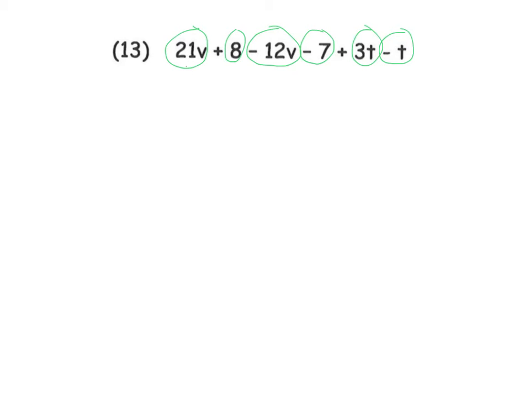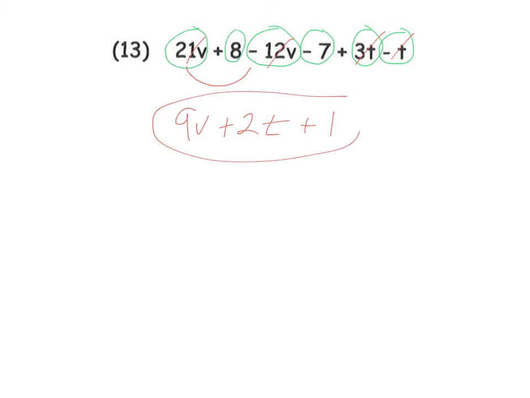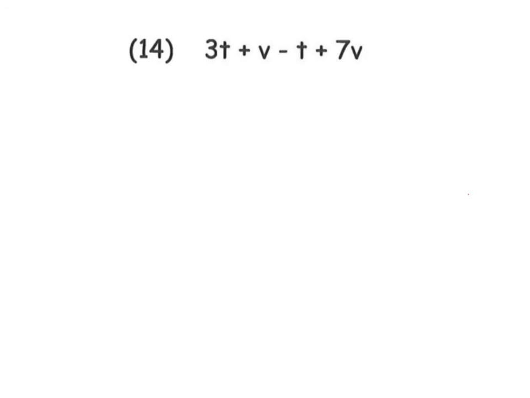So 21v minus 12v. 21 minus 12 would be 9, so I got 9v. Let's look at the t's. The t's we can put together. I've got positive 3 minus 1, so that's positive 2t. And I have a positive 8 minus 7, that's just going to be positive 1. So for 13, I have got 9v plus 2t plus 1.